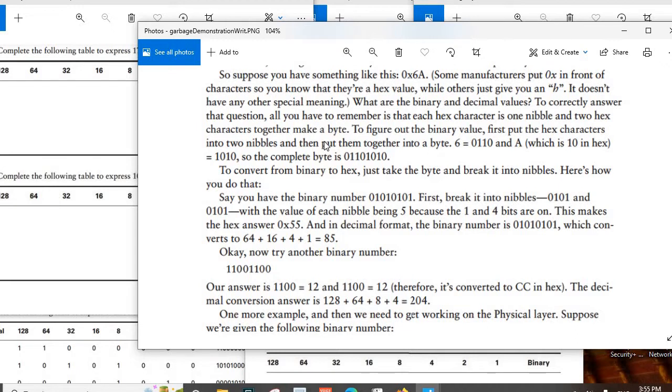That's just shoddy structure. To figure out the binary value, first put the hex characters into two nibbles and then put them together in a byte. What are you talking about? So, okay, two nibbles would be, so each one is a thing. So you just have four characters together. Is that what you're trying to say? So 6 is this in binary, yeah.